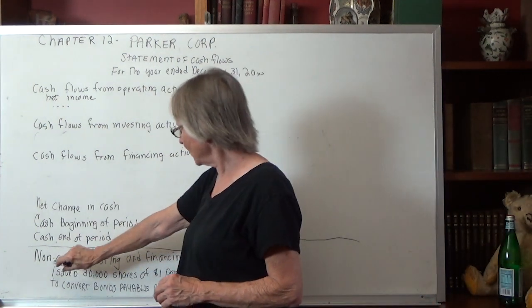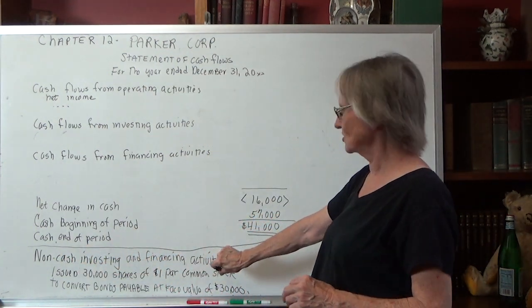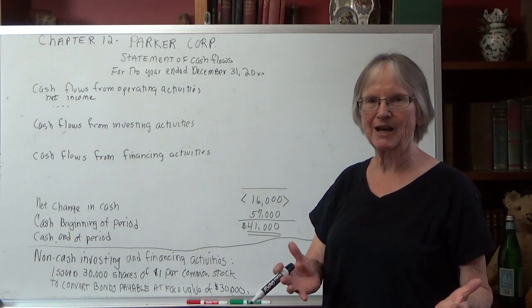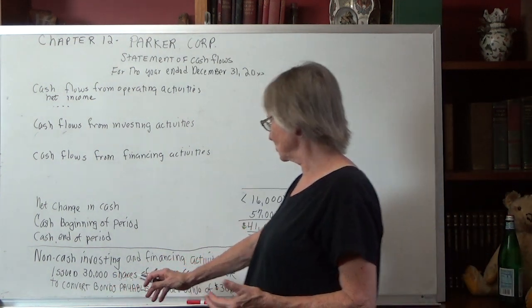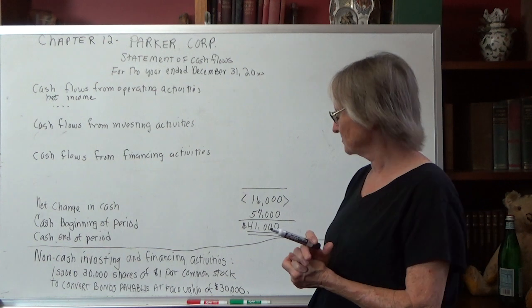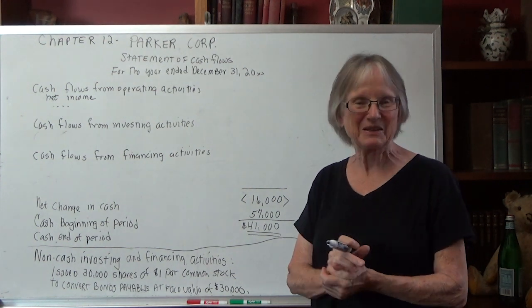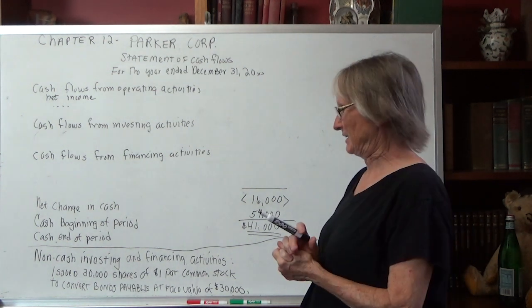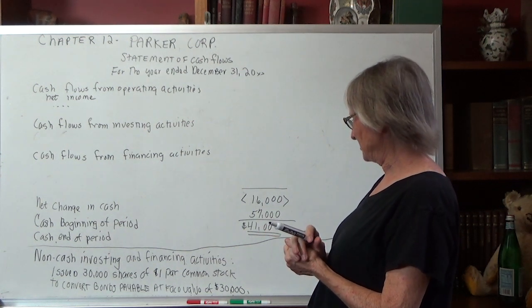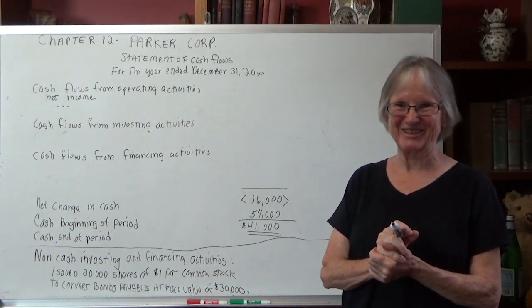Now we talk about non-cash investing and financing activities, and we simply tell what happened. We issued 30,000 shares of $1 par common stock to convert, it's really windy out, to convert bonds payable at the face value of $30,000.